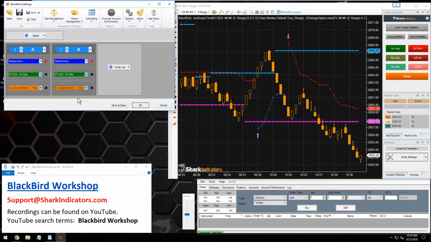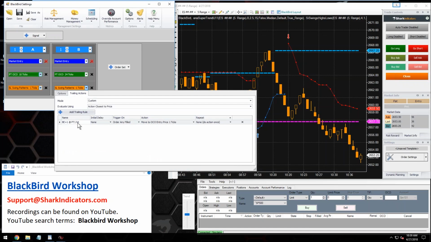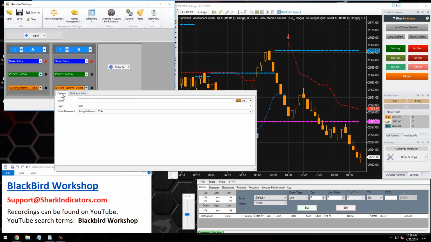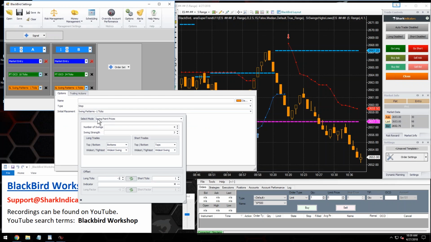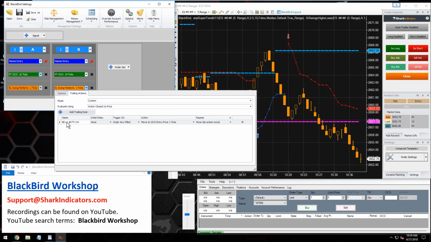Yes. All right. So for order set B, the stop loss is going to be set to the swing high or swing low, and it's just going to sit there. There is no trailing rule. Really, this rule here is not a trailing per se. It's just a move to break even. So there is nothing in here that trails anything.